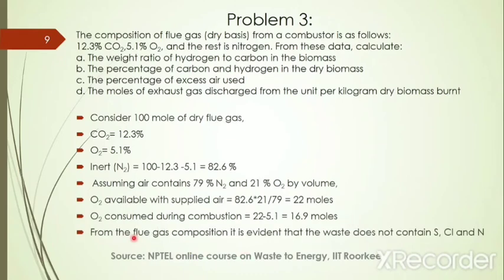And again we can see from the flue gas composition, it is evident that the biomass does not contain sulfur, chlorine and nitrogen. So there is no sulfur dioxide or nitrogen dioxide or chlorine. So that means the biomass also will not have any of these elements.